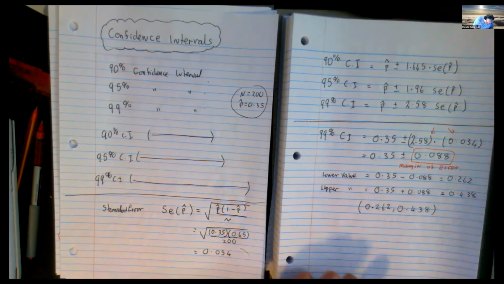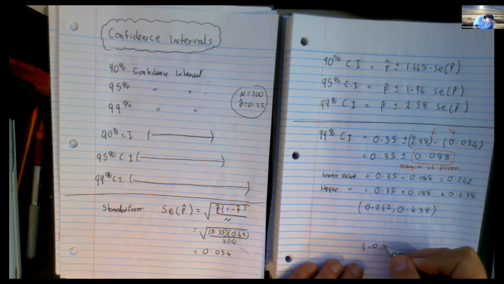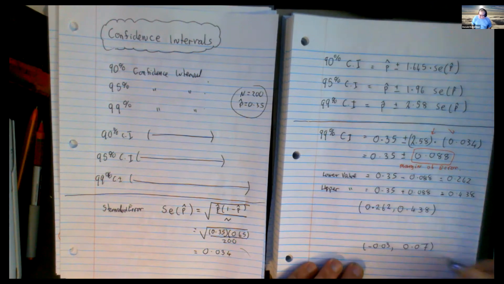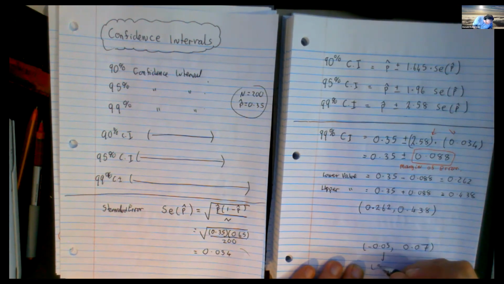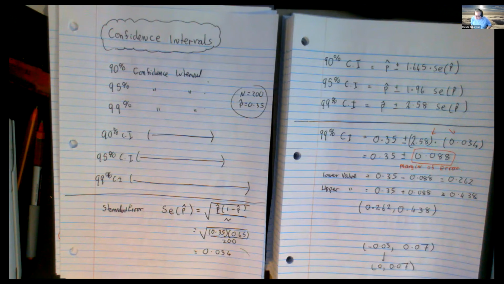So pretend that in a different story, this number was negative 0.03 and it went all the way up to 0.07, just for argument's sake. What you would do is you would call that 0 to 0.07. And that is not a mathematical rounding off. It's just a common sense thing that you know your answer can't be negative.